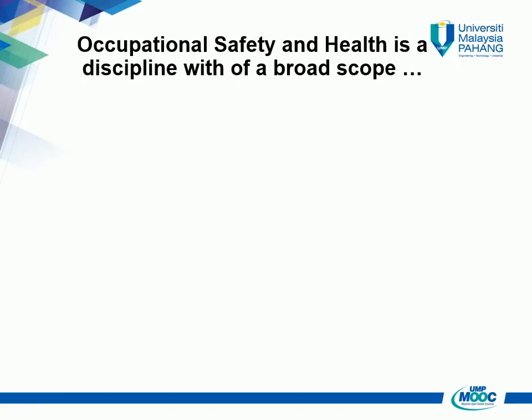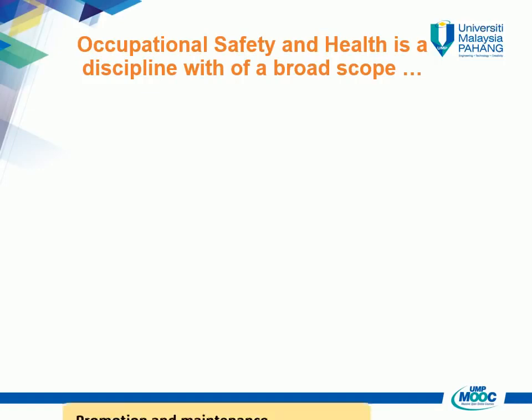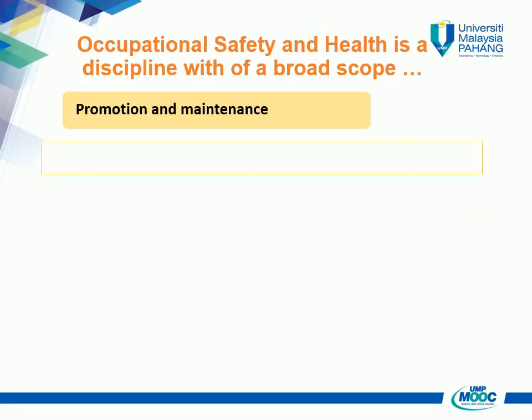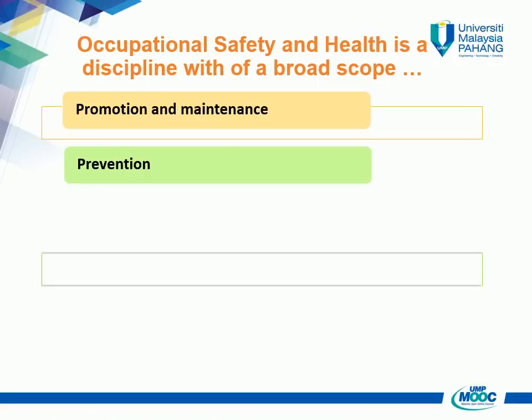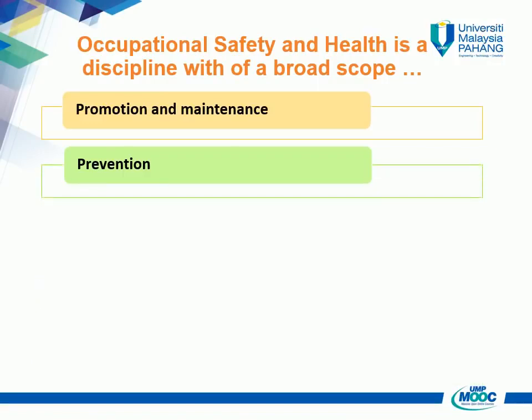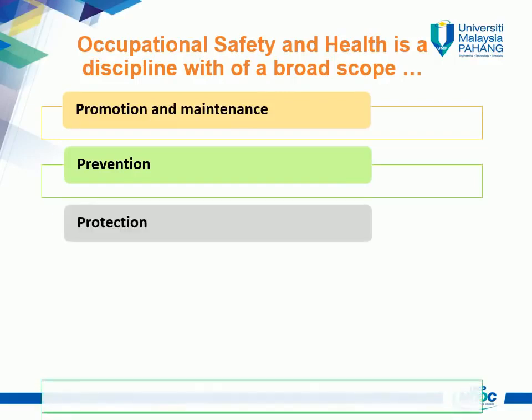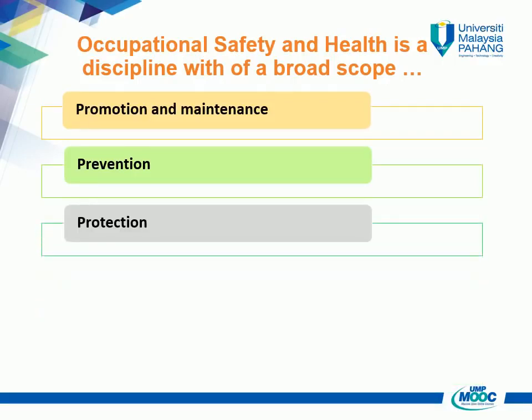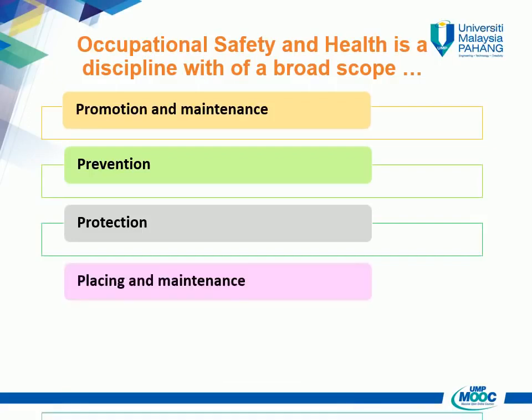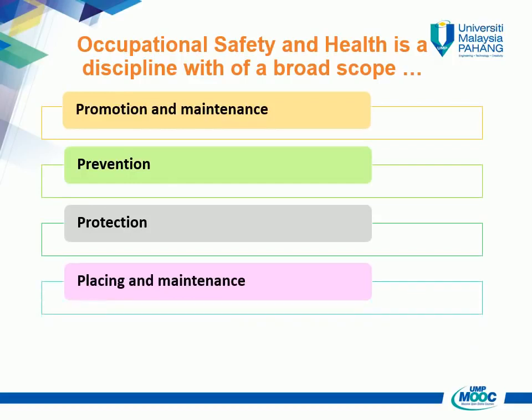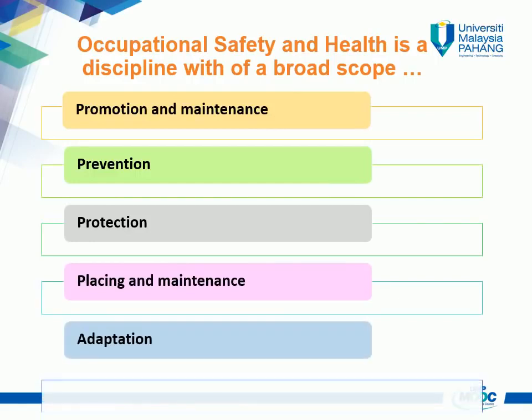Occupational safety and health is a discipline with a broad scope involving many specialized fields. In its broadest sense, it should aim at the promotion and maintenance of the highest degree of physical, mental, and social well-being of workers in all occupations. Prevention among workers of adverse effects on health caused by their working conditions. Protection of workers in their employment from risks resulting from factors adverse to health. Placing and maintenance of workers in an occupational environment adapted to physical and mental needs, and adaptation of work to humans.